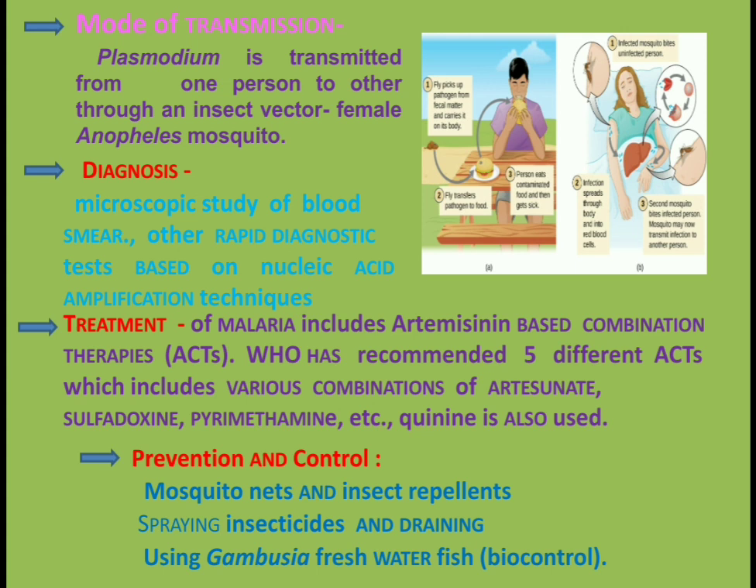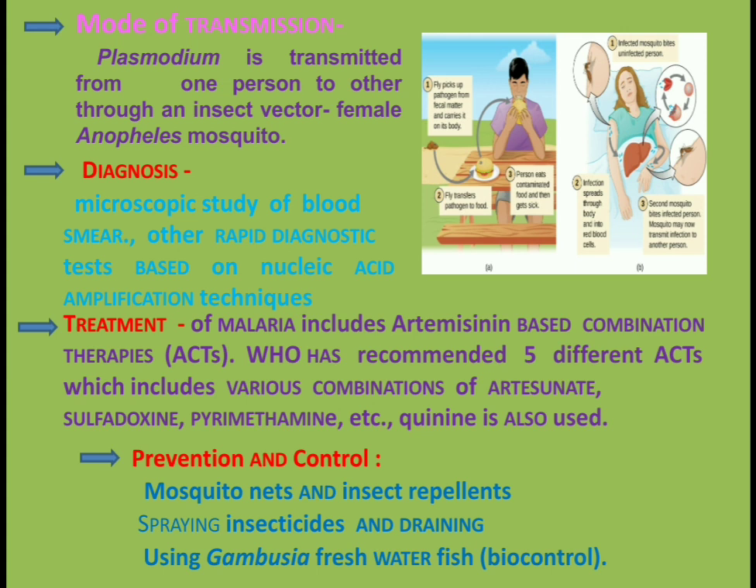They are called ACTs. The World Health Organization, WHO, has recommended 5 different ACTs. What are ACTs? Artemisinin based combination therapies, which include various combinations of artesunate, sulfadoxine, pyrimethamine, etc. In addition, quinine is also used. These are the drugs and other treatment methods used in malaria.